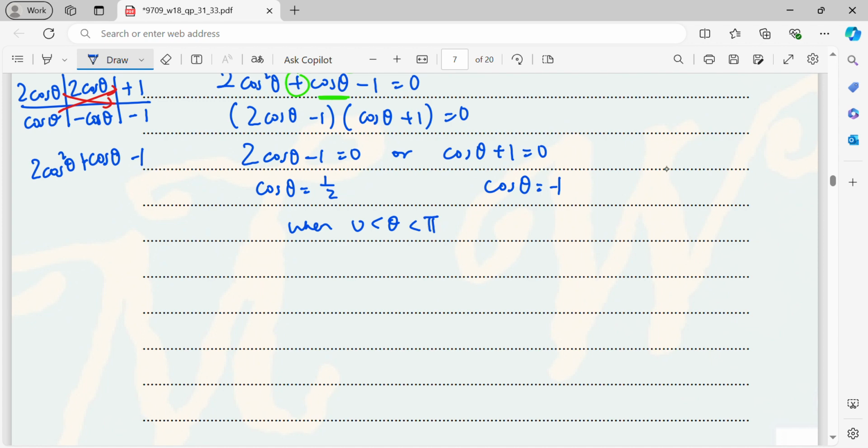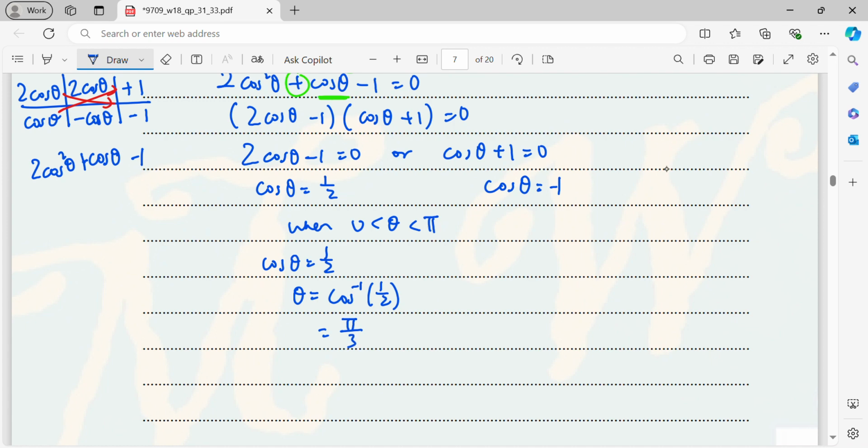Then I will be getting cos theta equals to half. Then my theta is pi over 3. Okay, inverse cos. You can say inverse cos half. Arc cos, this is what I call arc cos half. That is pi over 3.